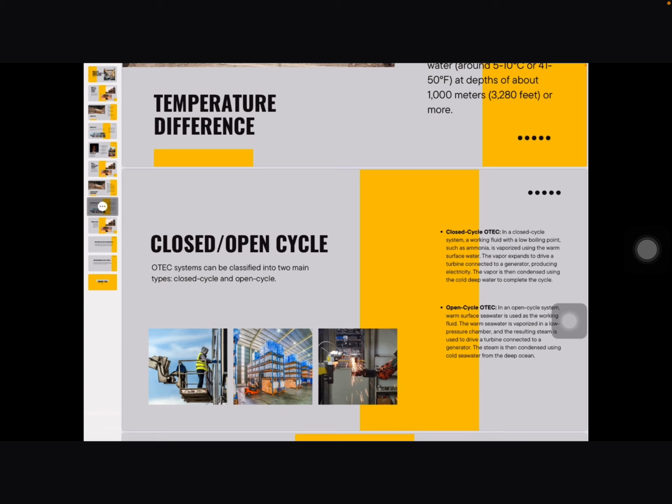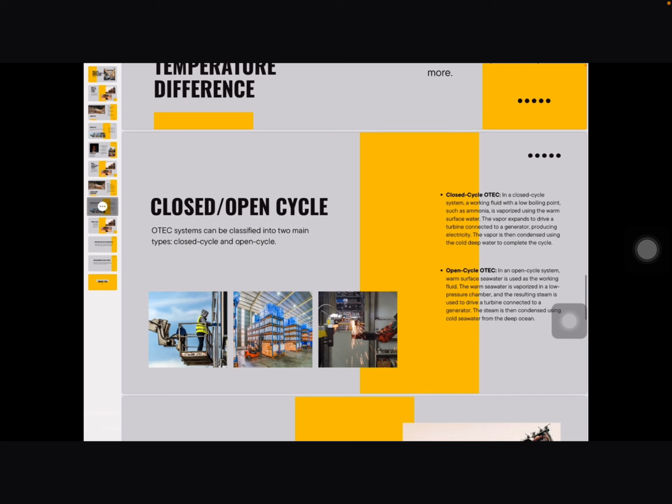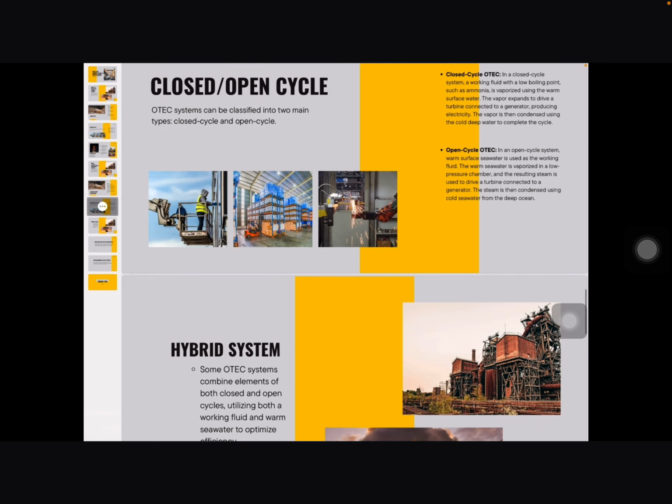OTEC systems can be classified into two main types, the closed system and open system. For closed cycle OTEC, in a closed cycle OTEC system, a working fluid with a low boiling point such as ammonia is vaporized using the warm surface water. For open cycle OTEC, in an open cycle system, warm surface seawater is used as a working fluid. The warm seawater is vaporized in a low pressure chamber, resulting in steam used to drive a turbine connected to a generator.